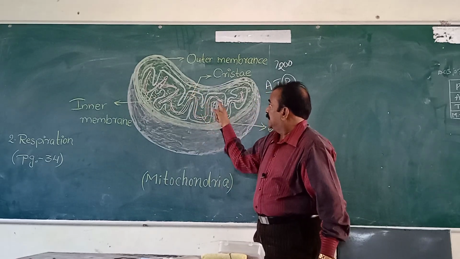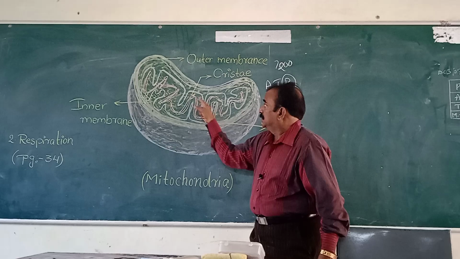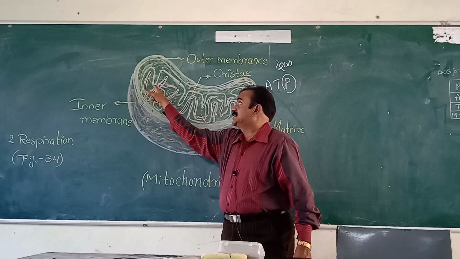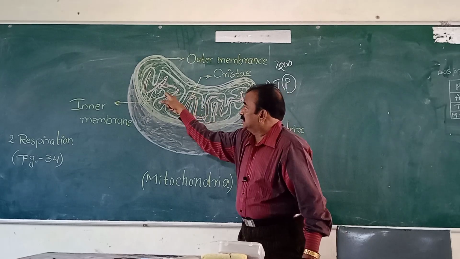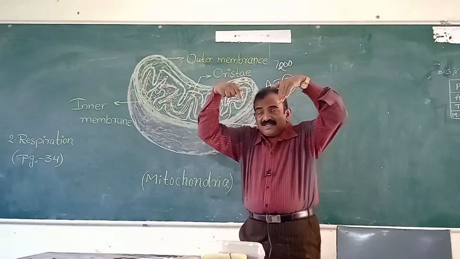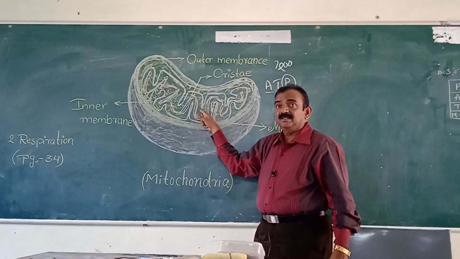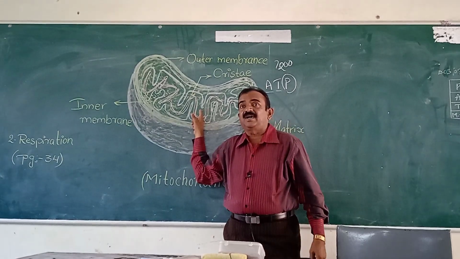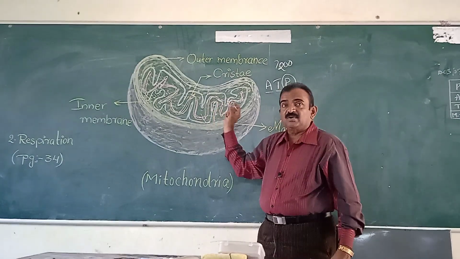Here you see, the inner membrane is thrown into folds. This is one fold, and it is another fold, and this is another fold. This is called cristae. Like that, the inner membrane is thrown into folds. They open into the matrix of mitochondria, and this is the matrix. The center part of the mitochondria consists of matrix. It consists of what? Hormones and enzymes which are required for release of energy, release of ATP molecules. So that is a brief description about mitochondria.